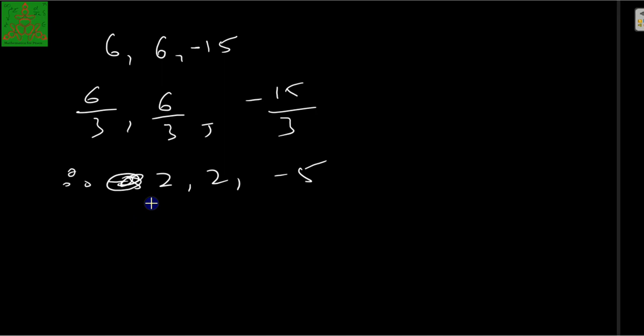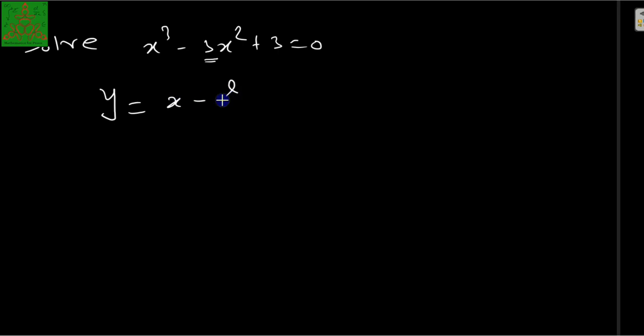Let's solve one more example. The question is solve x cube minus 3x square plus 3 equal to 0. Here once again the square term is there and its coefficient is 3. So we put y equal to x minus b by 3a, that is x minus 3 by 3, which is x minus 1. You have to replace x is equal to y plus 1.